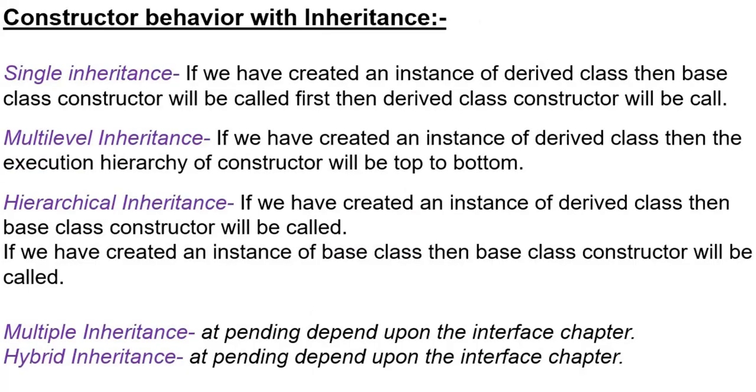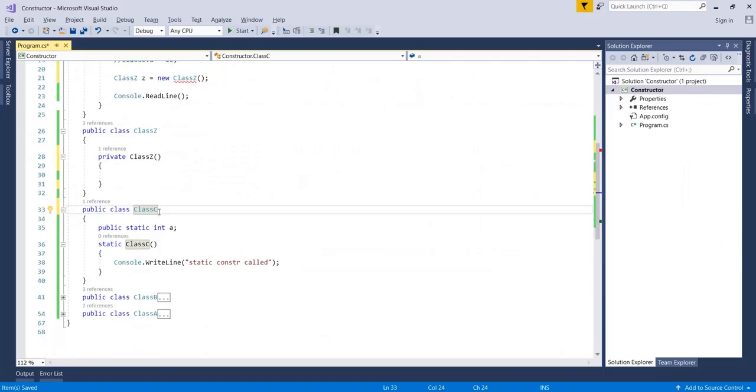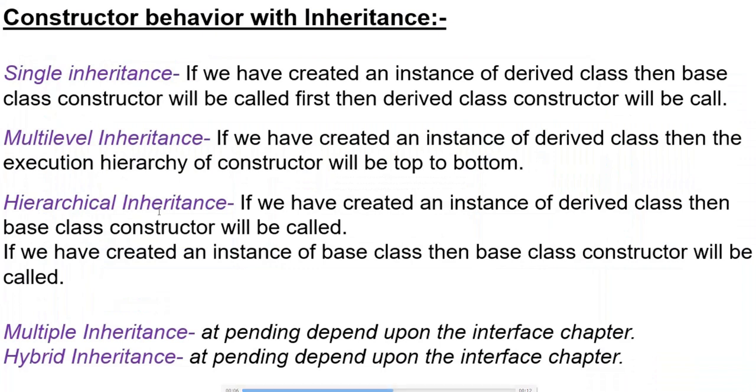Now, constructor behavior with inheritance. What is inheritance and how to use it, we have already seen in our previous chapter. What is single inheritance, multi-level inheritance, hierarchical inheritance, multiple and hybrid, we have already seen in that chapter. So for better understanding of this, first watch that chapter.